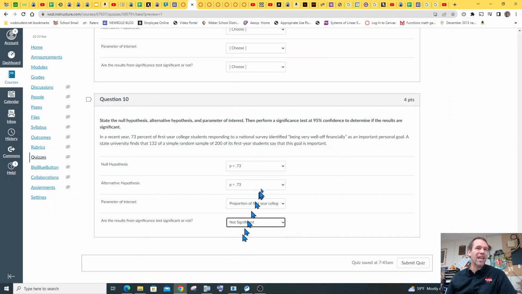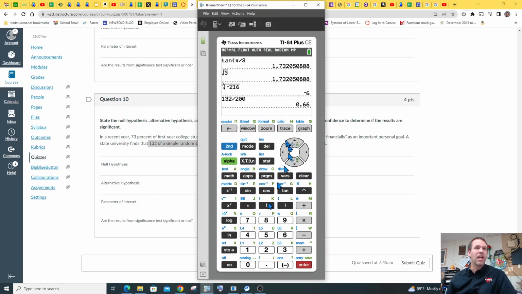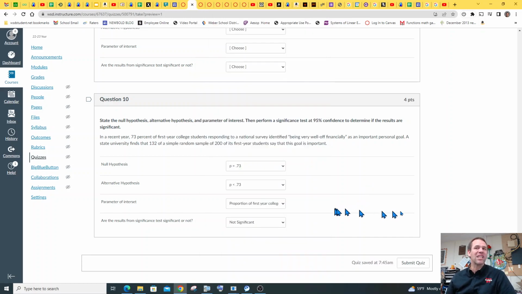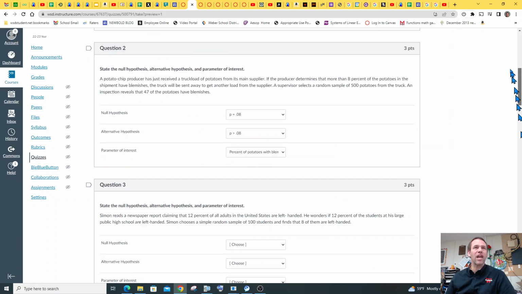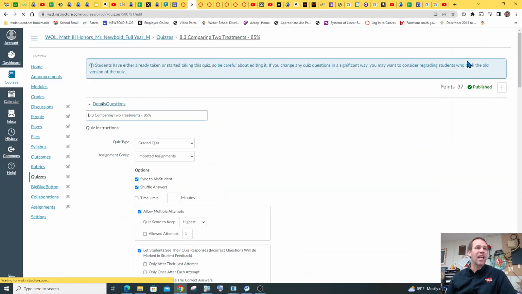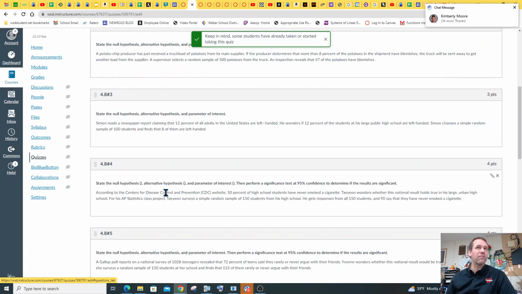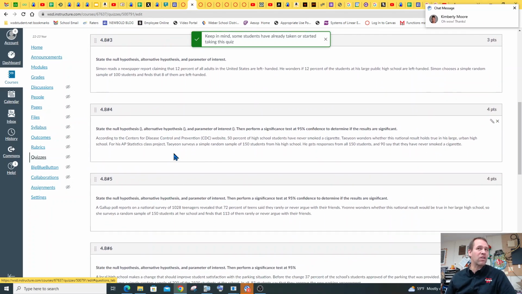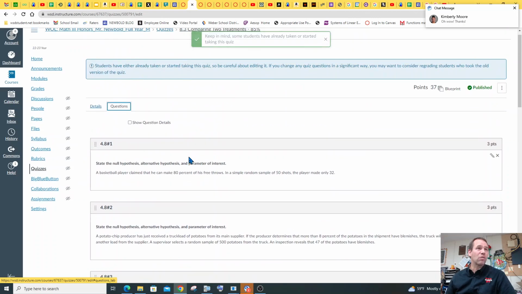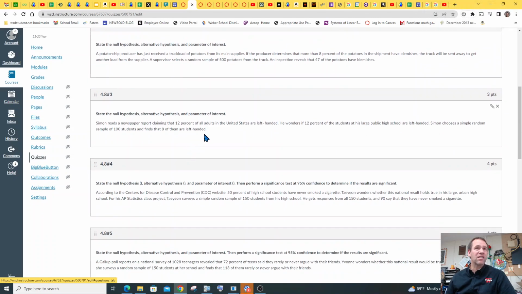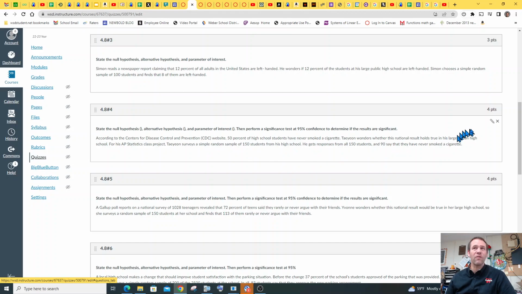So let's take a look at the 132 over 200. And so 132 over 200 is 0.66. And so is 0.66 significant compared to like 0.73? Well, it's definitely more than 5%. So maybe we should double check another one really quick and make sure that you really understand what's going on here. So we're going to try another one. Let's see. So we'll try that third one, because that kind of talked about it, or fourth one, there we go.